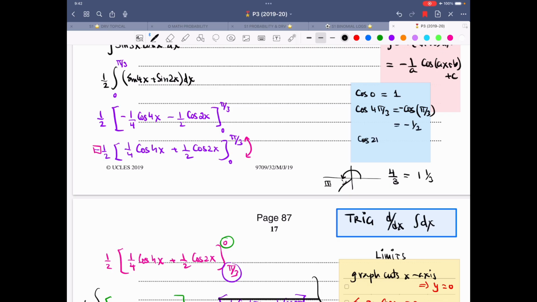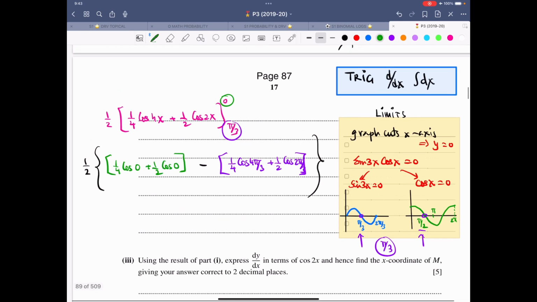Similarly, cosine of 2 pi by 3 is in the second quadrant. That is also negative, which is negative half. So let me plug in the values. So first of all, cosine of 0 is 1. Cosine of 4 pi by 3 is negative half. Cosine of 2 pi by 3 is negative half. And don't forget there is a minus on the outside.